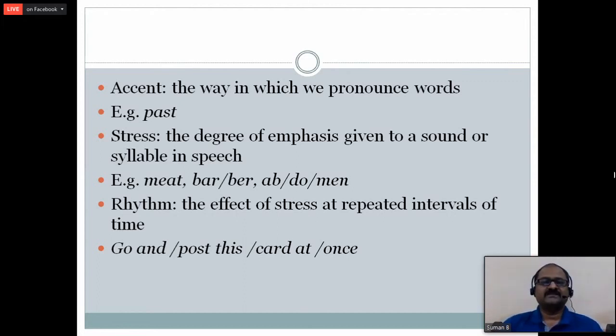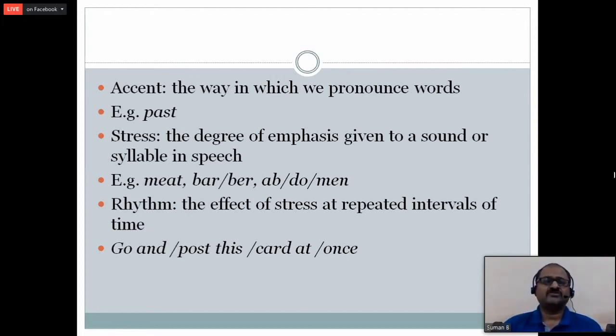So let's look at one or two basic examples so that we have a basic understanding of each of these things. For example, accent. Accent refers to the way in which we pronounce words. All of you know that there are different accents when it comes to English: the British accent, the American accent, the Australian accent. There's also something called the Indian accent, which is not as standard as American or British. Do all words have different ways of pronunciation? No, definitely not. Most of the words in English have the same way of pronunciation.